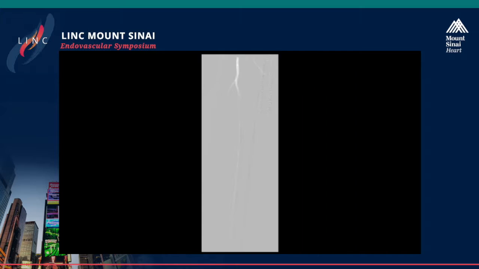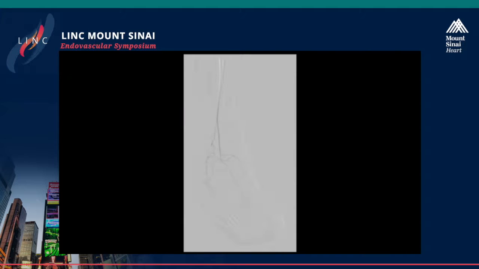Next slide, please. Below the knee, the AT and peroneal are patent, and you can see that the PT is occluded in the mid portion with distal reconstitution. Next slide. Here again, at the distal level, the AT and peroneal flow well, and there's distal reconstitution of the PT. Next slide, please. And at the level of the foot, you can see filling of the dorsalis pedis and reconstitution of the PT. Next slide.